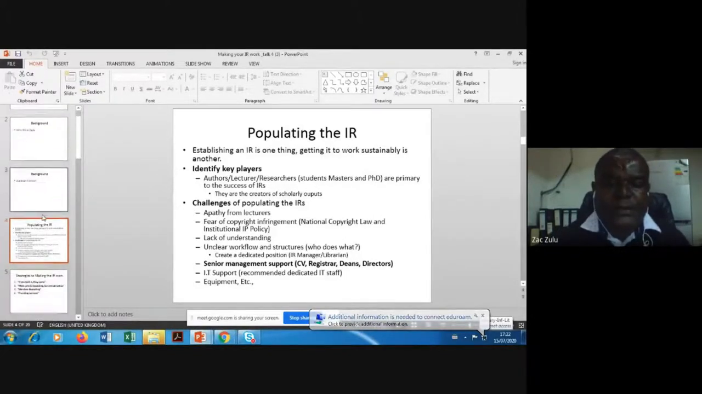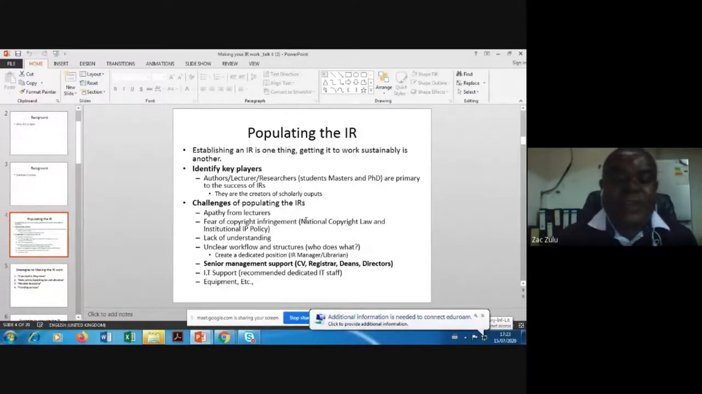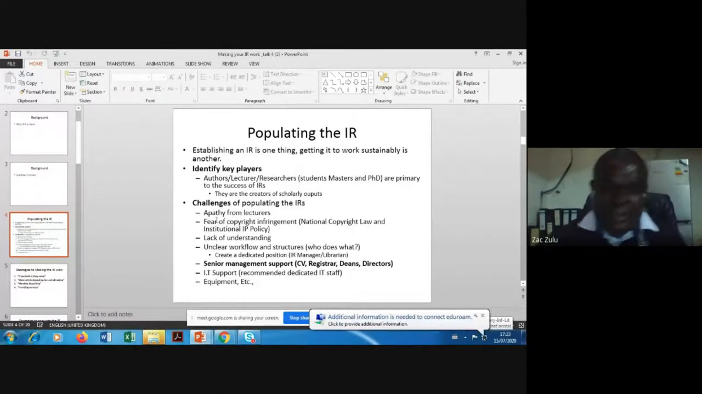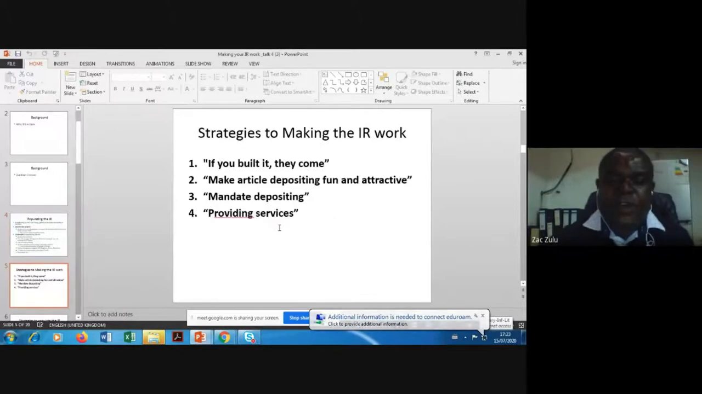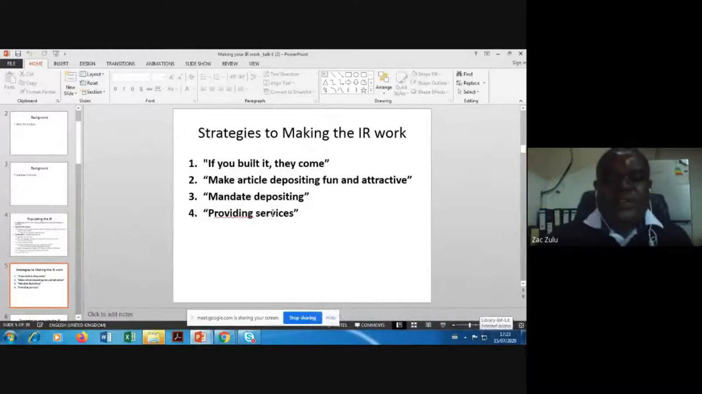And then the other challenge has been the slow pace; the policy has taken long. In our preamble, I think I showed you the idea of the IR was mooted in 2010. It was established fully in our library in 2011. But from 2011 to date, we have been struggling with the policy. I will delve much into it later in our discussion, how far we have gone. So these are the key talking points of our discussion as we go in.